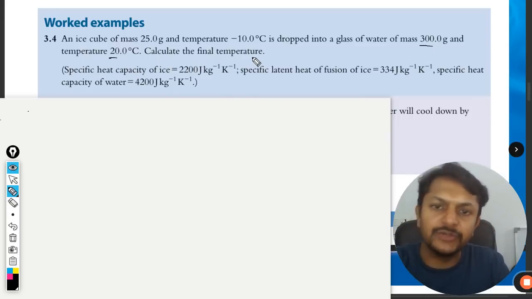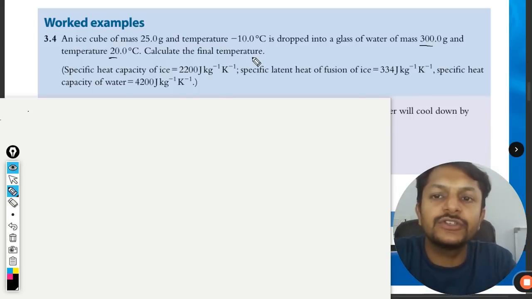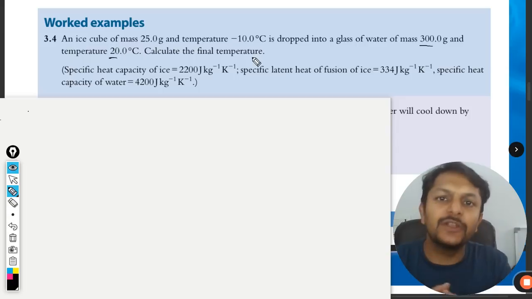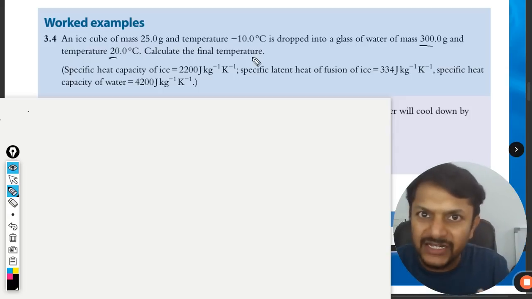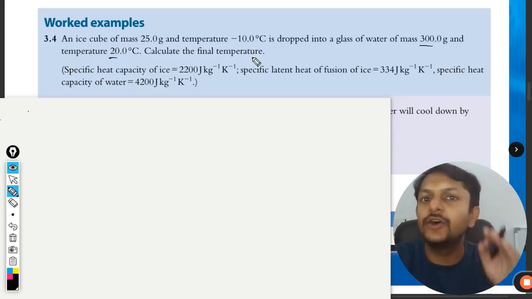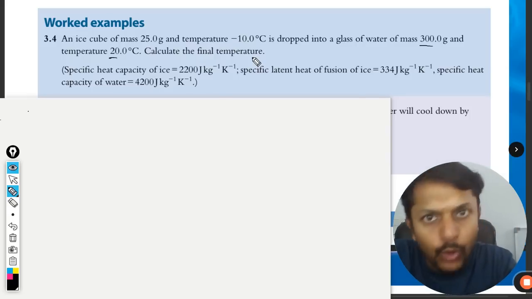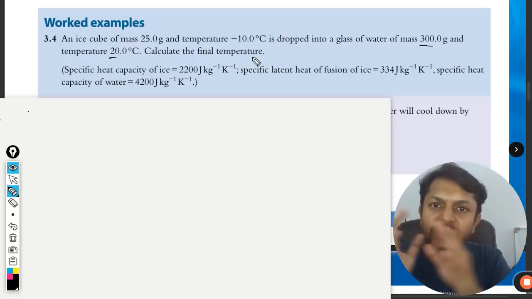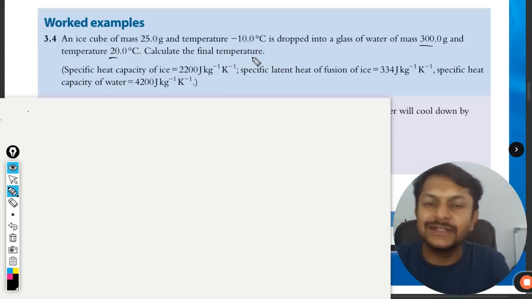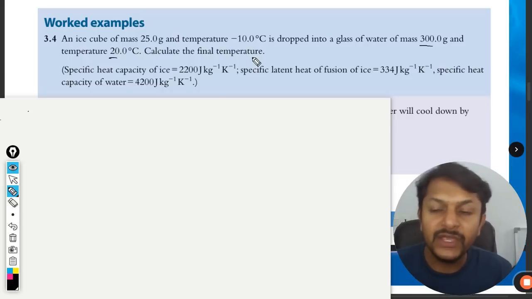Calculate the final temperature. So, first of all, I must tell you that in these kind of questions, we use the principle of calorimetry. Time and again, it is repeated. What is the principle of calorimetry? The heat lost by the hot body will be equal to the heat gained by the cold body or the cold solution, whatever. So, the heat lost is equal to heat gain, and we do not consider that the heat is given to the environment or there are some losses of energy taking place there. We are not considering them.